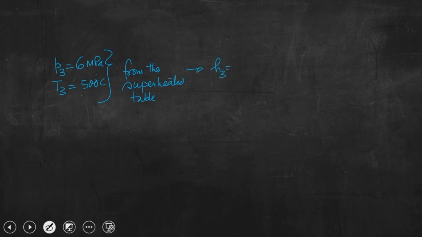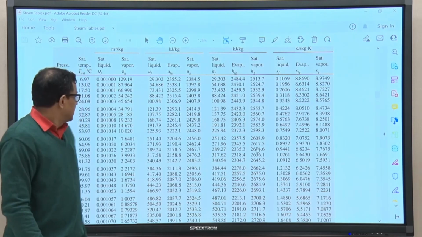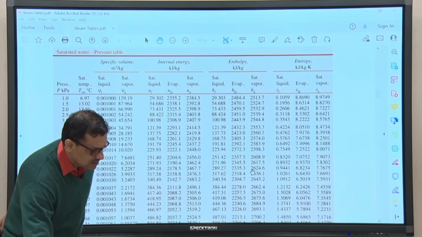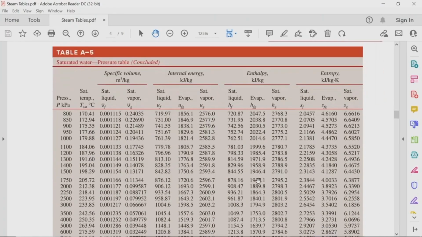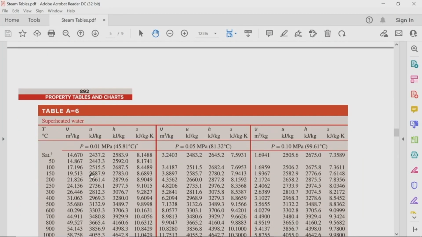For this problem I am trying to consult the steam table repeatedly, only to make you understand how we can read data from the steam table. So if we go to the steam table, where should we go? This is the saturated water pressure table, so we have to go to the superheated table. This is A6, the superheated water table.